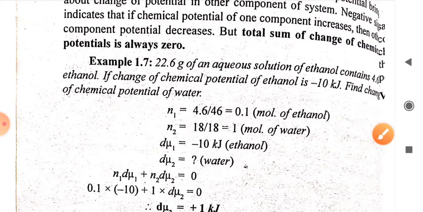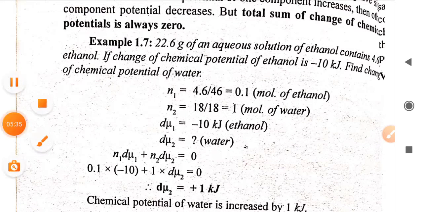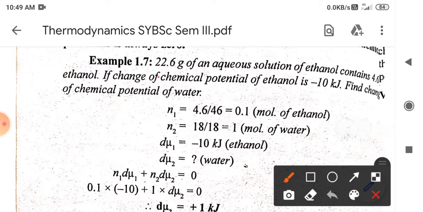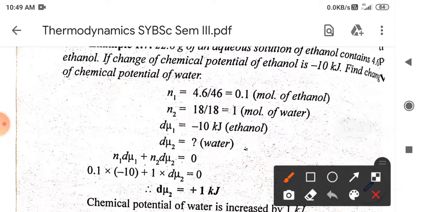Now consider the problem related with this chemical potential and the Gibbs-Duhem equation. We are given a 22.6 gram aqueous solution of ethanol, which contains 4.6 gram of ethanol. If the change of chemical potential of ethanol is 10 kilojoule, then find the change in chemical potential of the water. Now we have been given 4.6 gram of ethanol, so the remaining one is the solvent, that is water molecules.